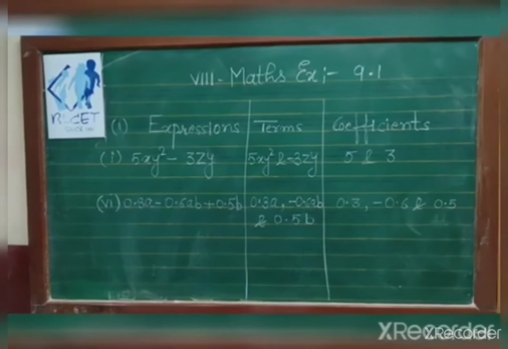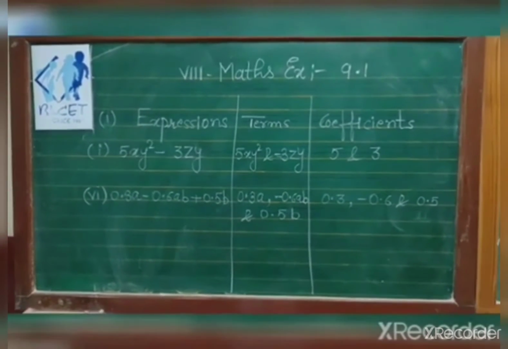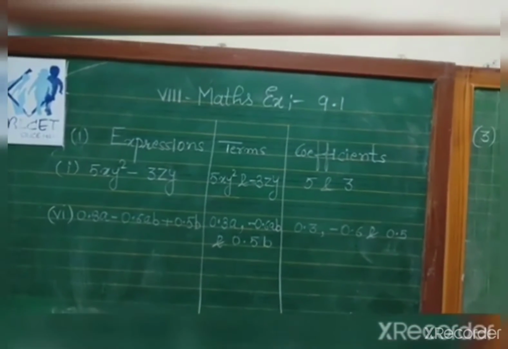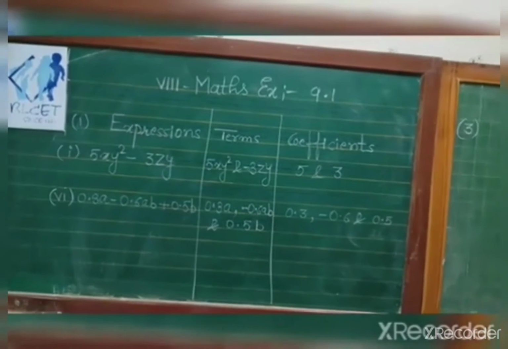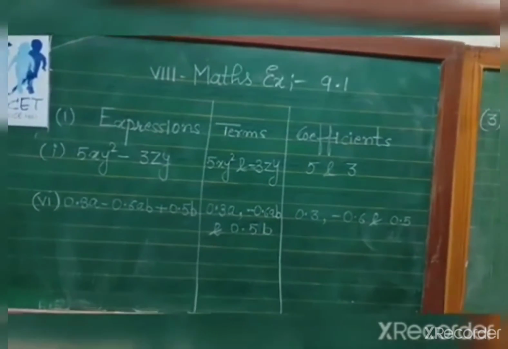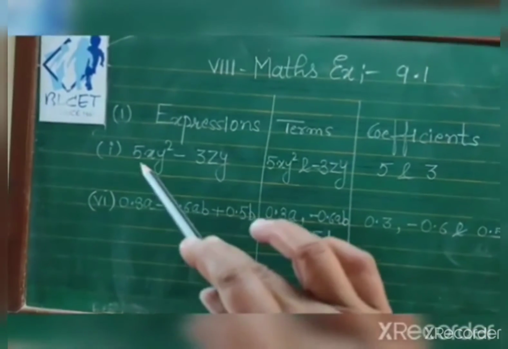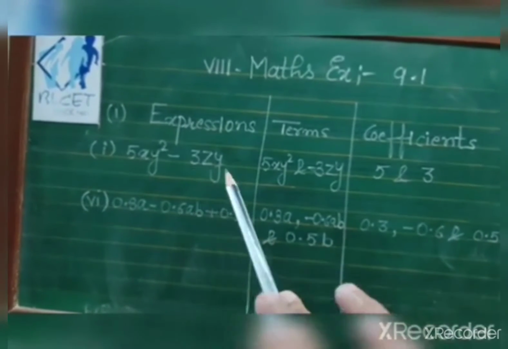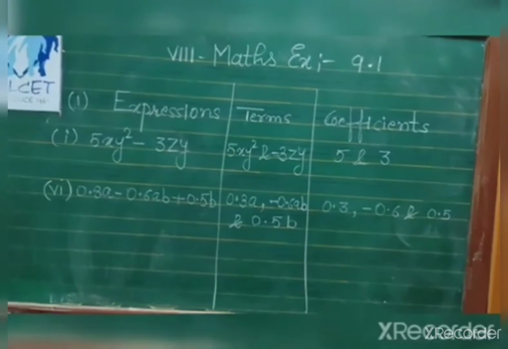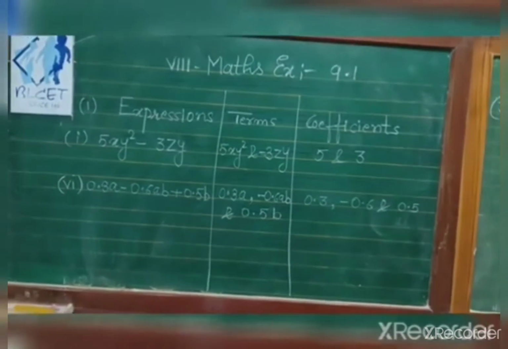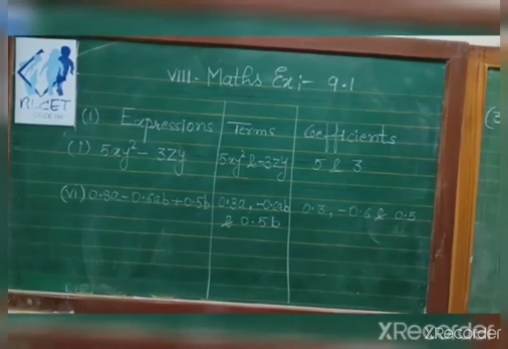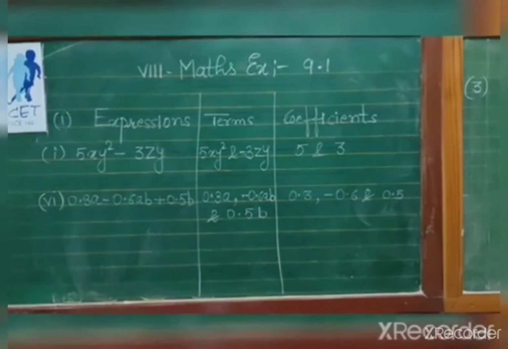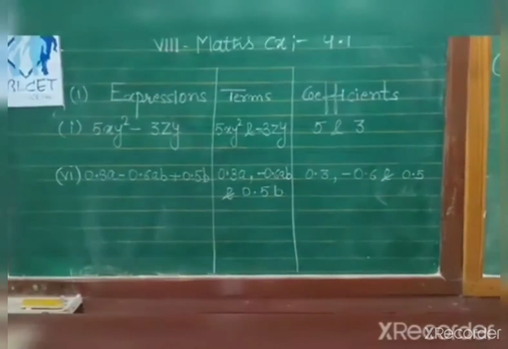Okay. Now 8th standard students, let us start exercise 9.1. In the first question, expressions are given and we have to find the terms and coefficients. So I am solving the first sub question of question number 1. The first expression is 5xy square minus 3zy. We are talking only about numerical coefficients here, not variables.